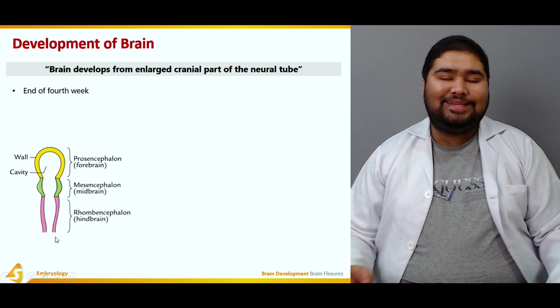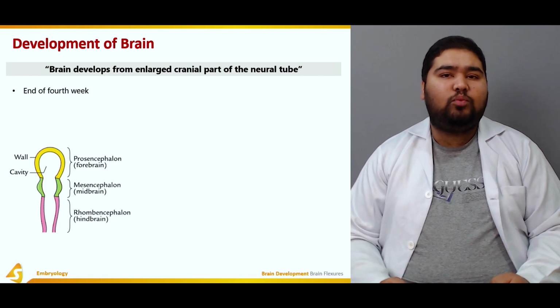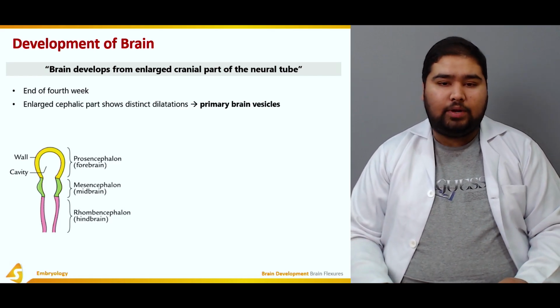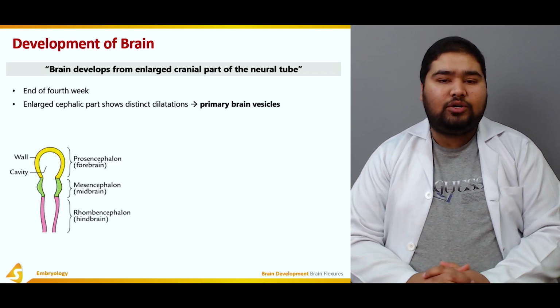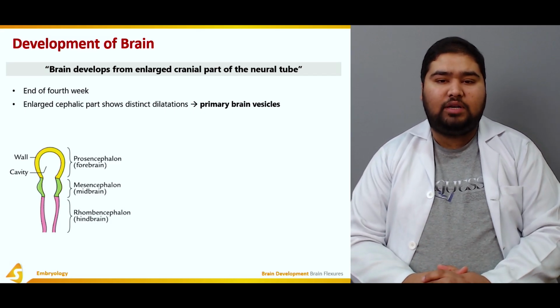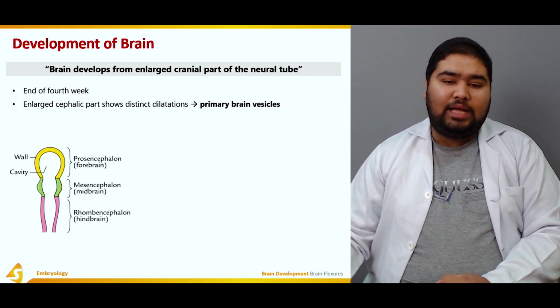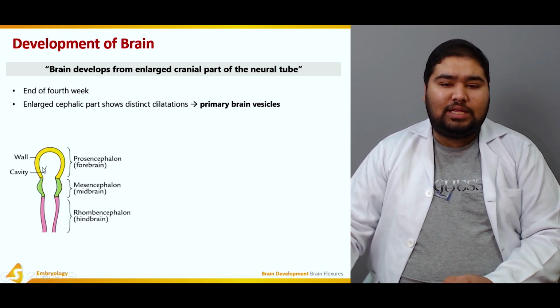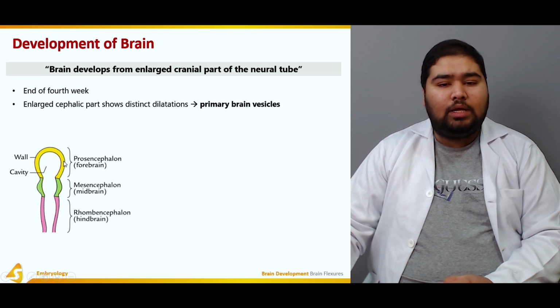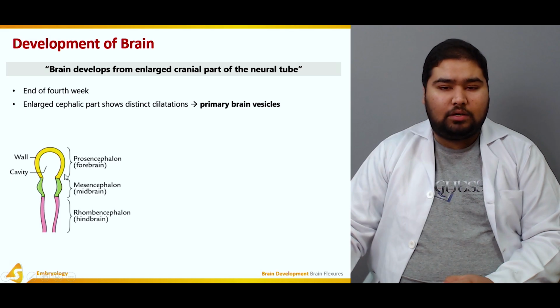So it is the end of the fourth week of development in the embryo. The enlarged cranial or the cephalic part now shows three distinct dilations. Now you can see these dilations in the figure. This in yellow is the first dilation, in green the second, and in pink the third.